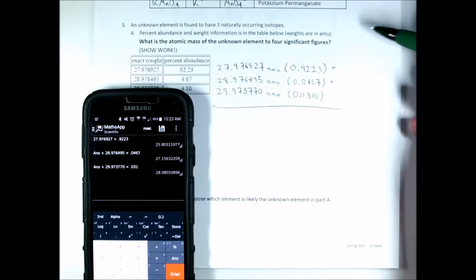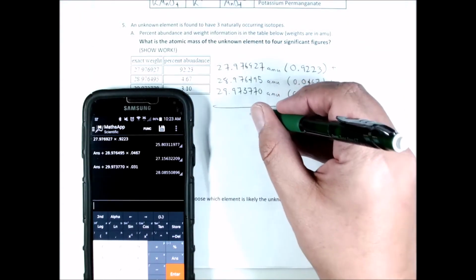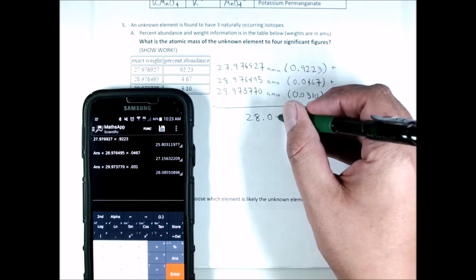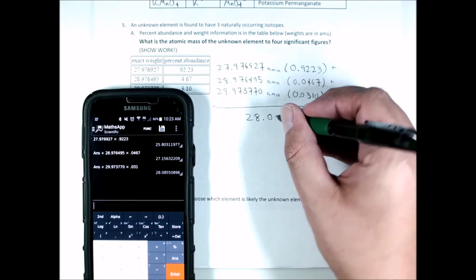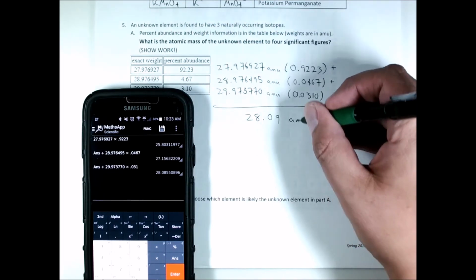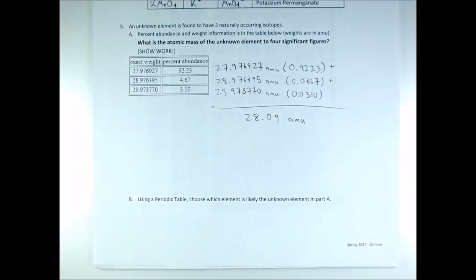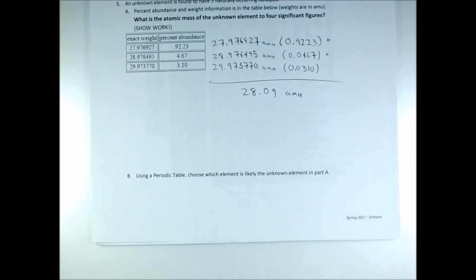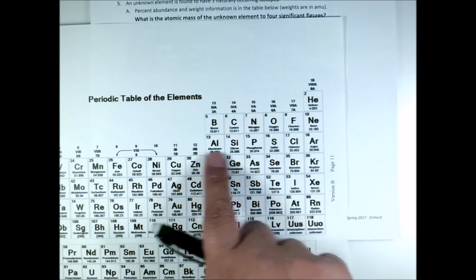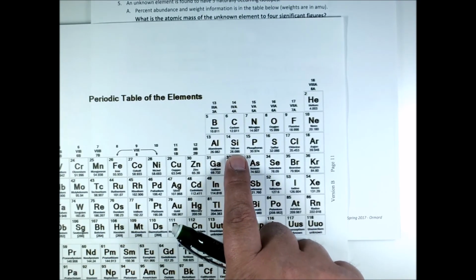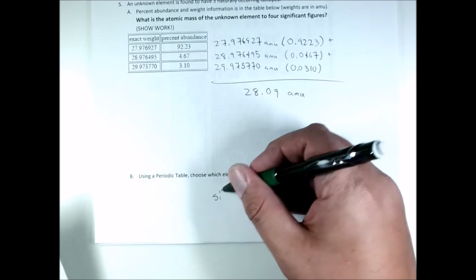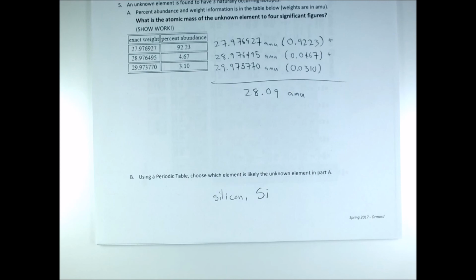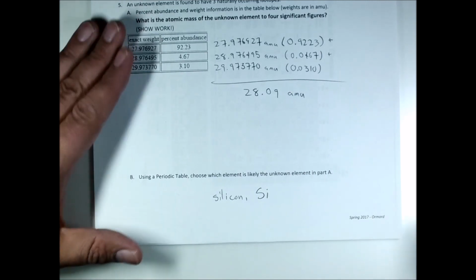And the question states to 4 significant figures, so my final answer will be 28.09, right? You've got to round up. And the units are AMU. All right. The next question here is, what is that element? So then you go ahead and take a look at the periodic table and look at the one that has the closest mass that matches, and it looks like it's silicon. So all right, and that is quiz number 3.